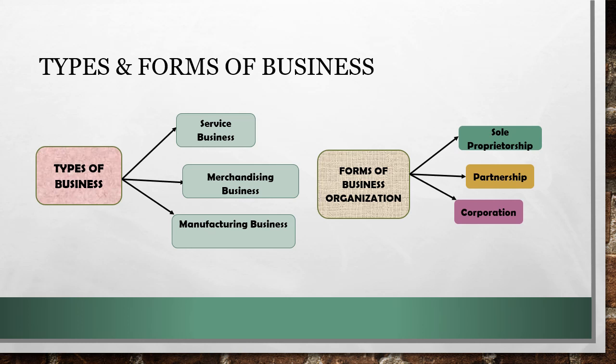And then the other side of this presentation, we have here the three forms of business organization. We have the sole proprietorship, partnership, and corporation. Accountants or bookkeepers need to understand the three basic forms of business organization. So let's discuss first the sole proprietorship. A sole proprietorship is a business owned by one person.